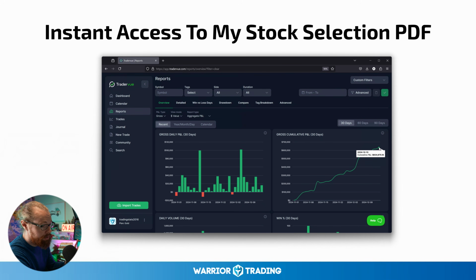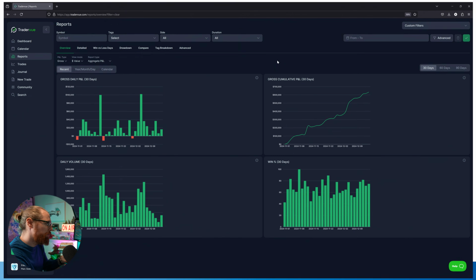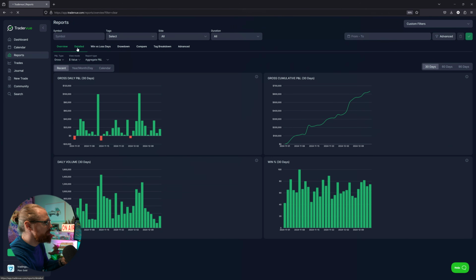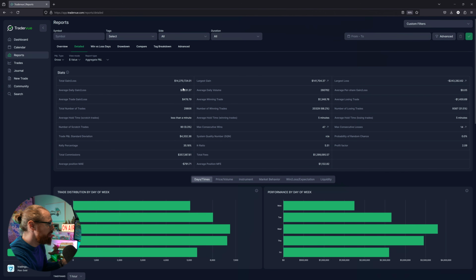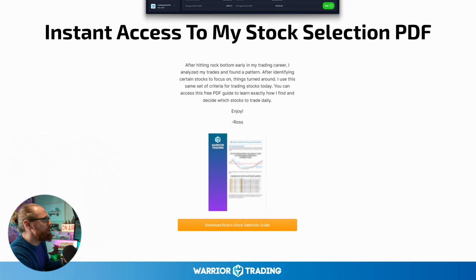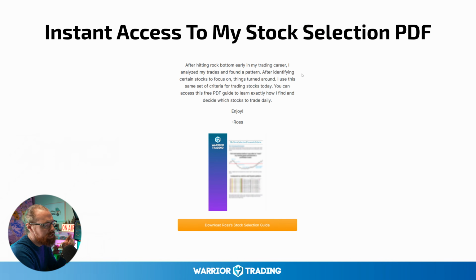Now, I'll say, as always, my results aren't typical. I have been doing this for a long time, but I'm pretty good at choosing the right stocks to trade each day. And my stock selection PDF is not based on opinion of what I think I'm good at. It's actually based on all of my historical data of the type of stocks I actually perform the best on. So all of this data here, this is tens of thousands of trades of data totaling over $14 million in gross profit. And all the data behind these trades and this profit, I've used to create my stock selection criteria. So I encourage you guys to download that PDF, print it out, and use it as a resource.